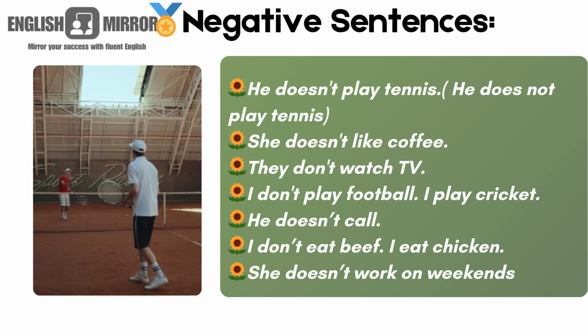Next one is: They don't watch TV. They do not is the proper form, and we write it as they don't watch TV. Similar examples are given there. I don't play football. I play cricket. He doesn't call. He does not call. Next one is: I don't eat beef. I eat chicken. These are all negative sentences because we are adding not to the sentence. She doesn't work on weekends. She does not is the expanded form. So we have to take care while writing negative forms.